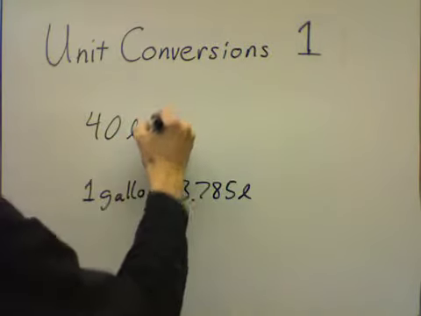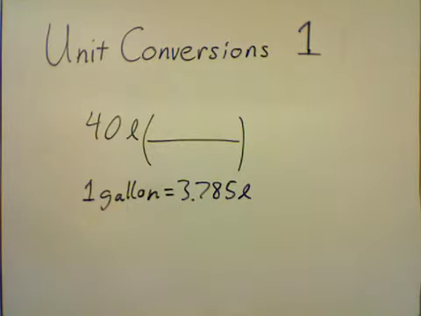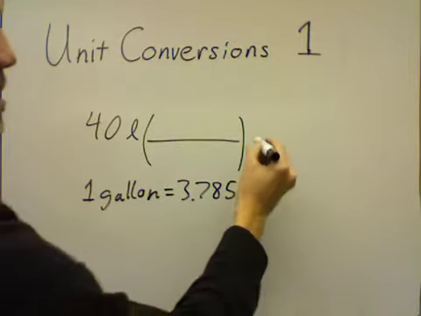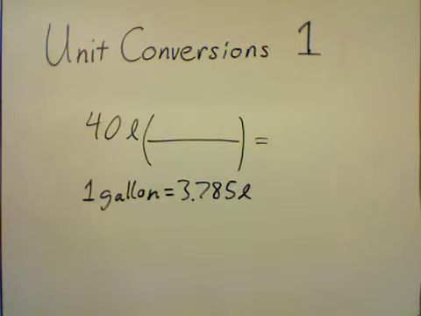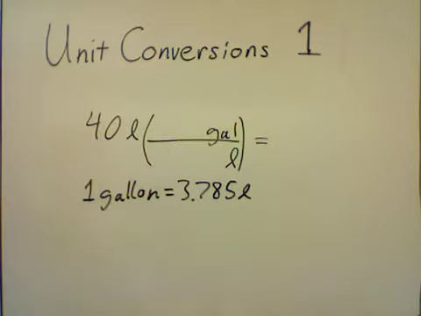Okay, what do I put in my ratio now? Well, liters are here, but I'm trying to get rid of the liters, and I'm trying to get gallons into my answer. So I'd better put liters where it'll cancel out. I'm going to put it down there. Liters on the top and liters on the bottom will cancel out. I'm going to put gallons here. This is my new unit. This is the unit I want.